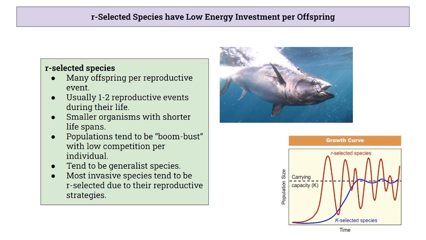They tend to be generalist species. Since you have so many, they have a lot of different niches that they can kind of fill and take advantage of. And most invasive species tend to be R-selected due to their reproductive strategy. So you just get a few of these offspring in a new area. They have a ton of offspring. There's little to no competition usually, and then they'll outcompete any specialists in the area. So most invasive species are going to be R-selected for that reason.